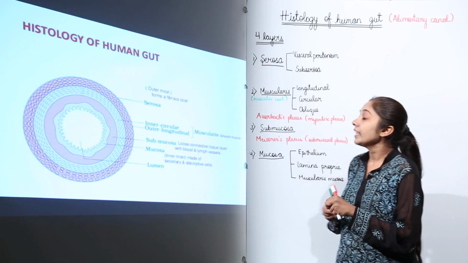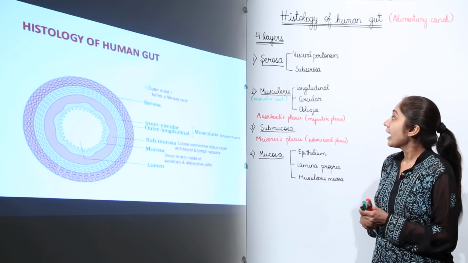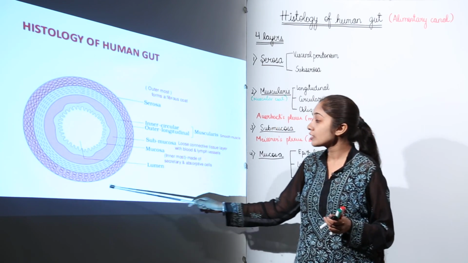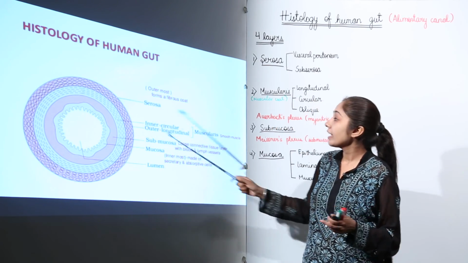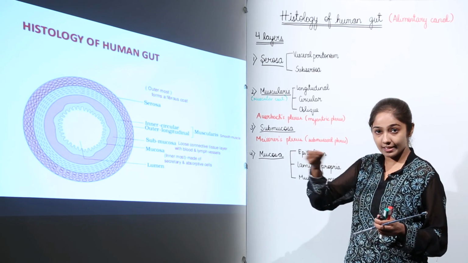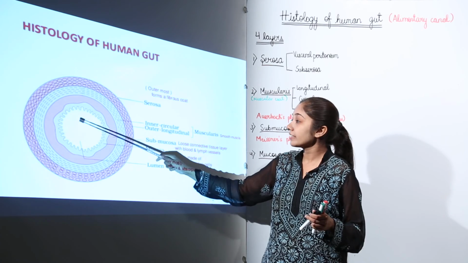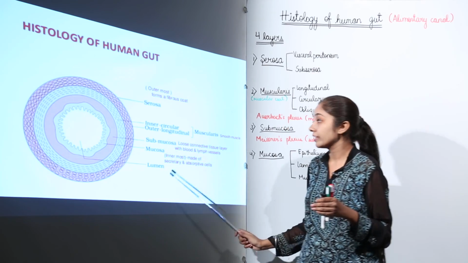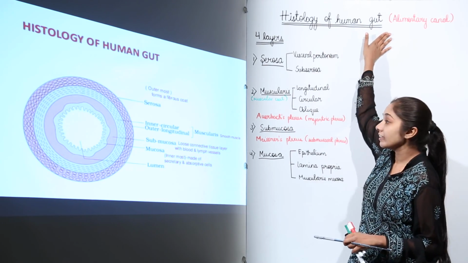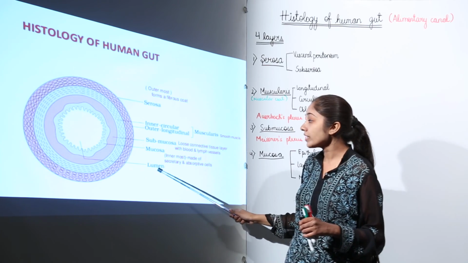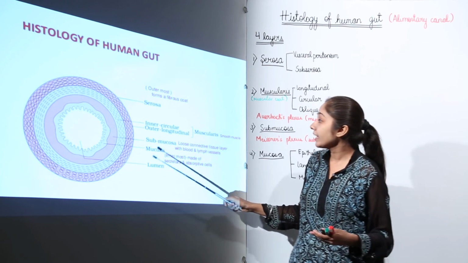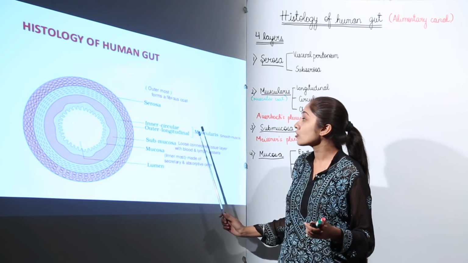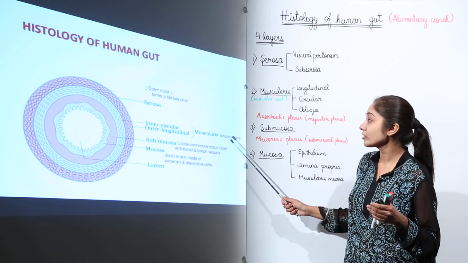Now let's begin with the histology of the human gut. As I told you, serosa forms the outermost layer, the first layer. Now the cavity of this alimentary canal, this internal structure at the center, is known as lumen. Then after serosa we have which layer? We have muscularis. Now this muscle layer is formed of smooth muscles.